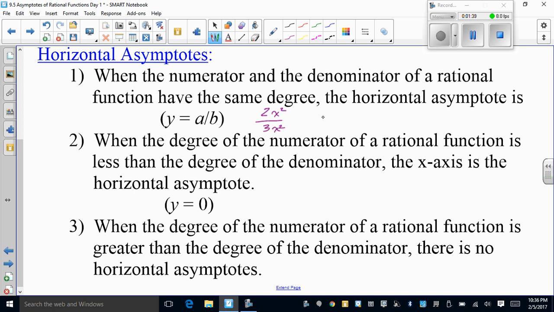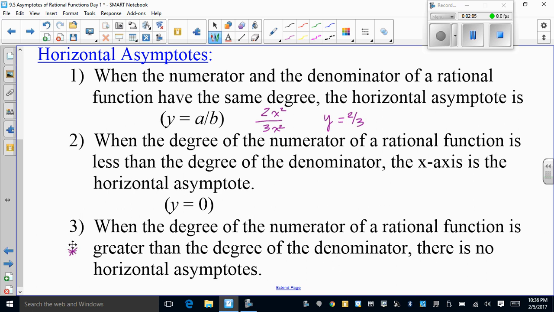Okay, when the degree of the numerator of a rational function is less than the degree of the denominator, the x-axis is the horizontal asymptote, so y equals 0. When the degree of the numerator is greater than the degree of the denominator, there is no horizontal asymptote. Now, this is a special case because there's something else going on, but we'll talk about it later.